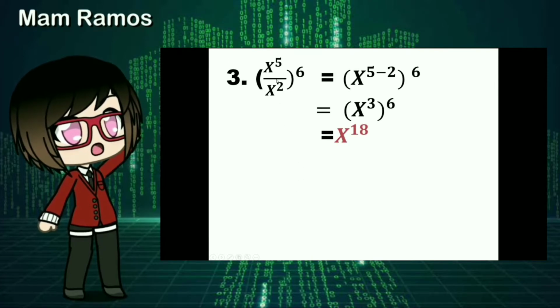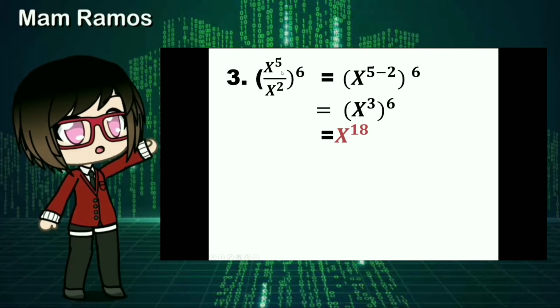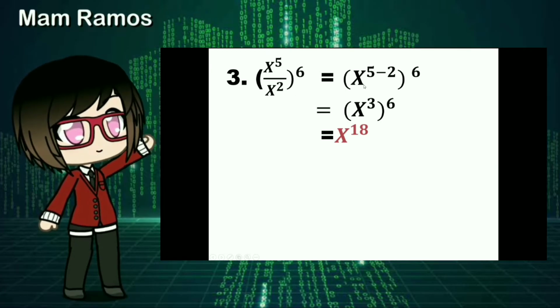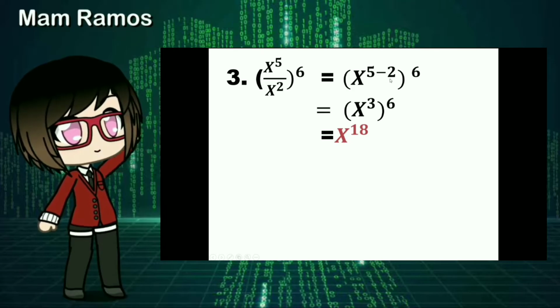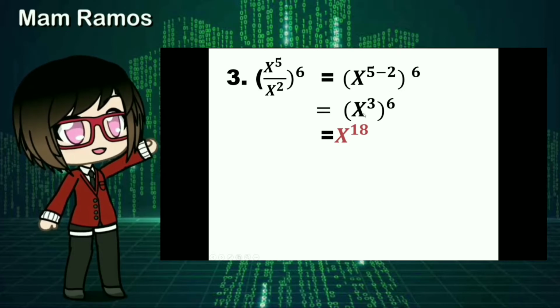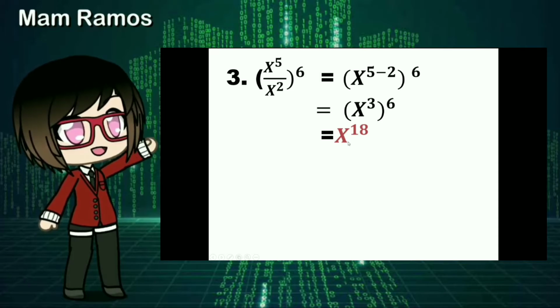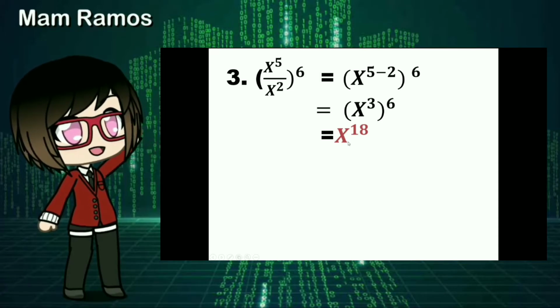Number 3 example, quantity x to the fifth power over x to the second power, raised to the sixth power. We notice that the bases are the same, therefore, we will first simplify x to the fifth over x squared, using the division law. So we have x to the fifth minus 2, raised to the sixth power, is equal to x cubed raised to the sixth power. The answer is we multiply 3 times 6, which will be equal to x to the 18th power. So in this case, we apply the power rule.